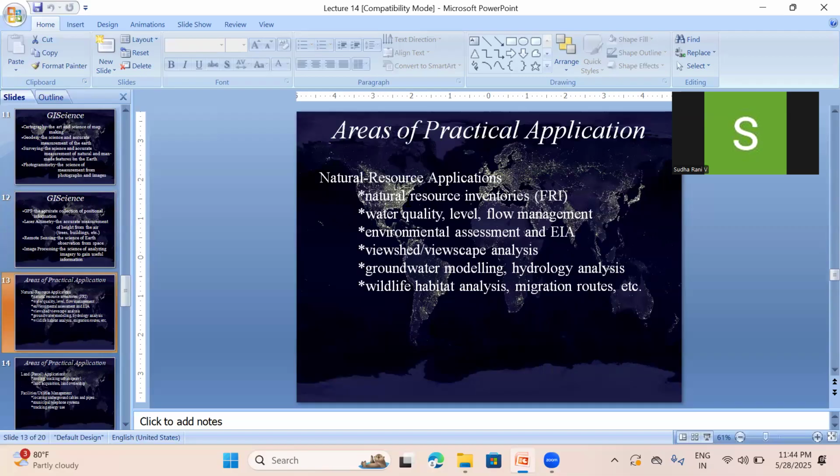Areas of practical application, where this GI science is applicable. What are the areas of practical application? Natural resources applications: natural resource inventories, water quality, level and flow management, environmental assessment and EIA, viewshed analysis, groundwater modeling, hydrology analysis, wildlife habitat analysis, migration routes, etc.